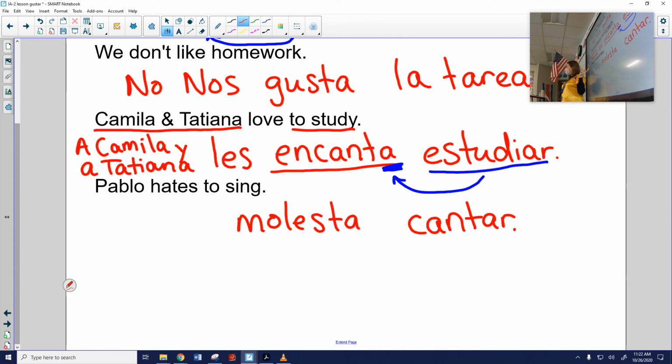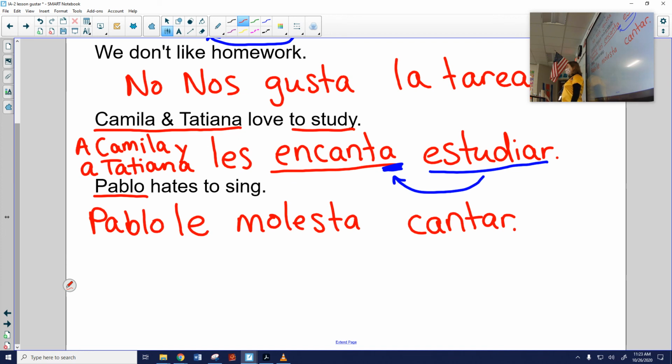He hates to sing. For Pablo, which indirect object pronoun are we going to use? Me, te, le, nos, os, les? Le. And we need this indirect object pronoun. Le, les, nos, those are mandatory. You must have them if you're using one of these verbs. Molesta, encanta, gusta. Should I add a clarifying phrase to this sentence? What do you think? Sí or no? We don't need one, but it would help because in this sentence it names Pablo. How's this look? Pablo le molesta cantar.